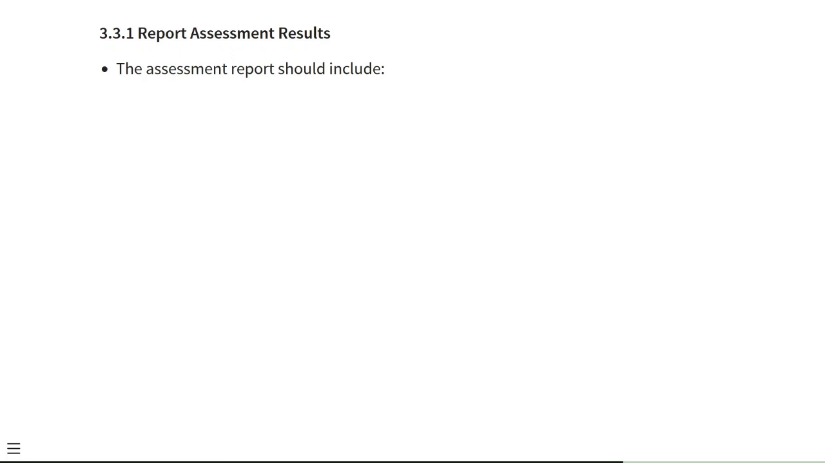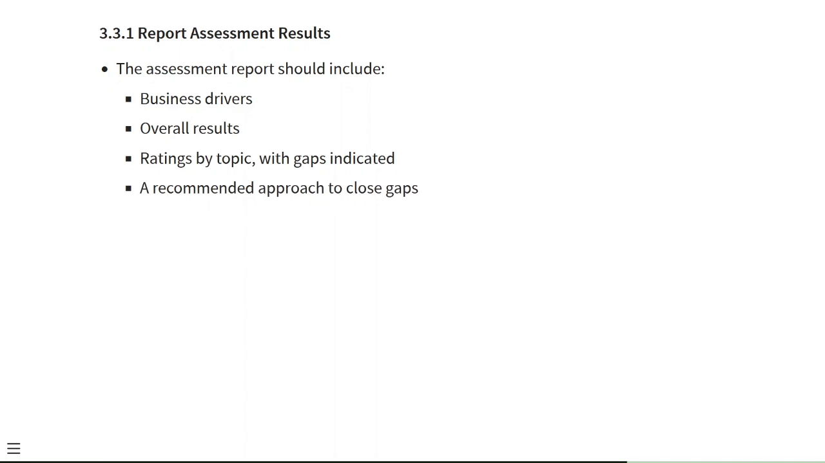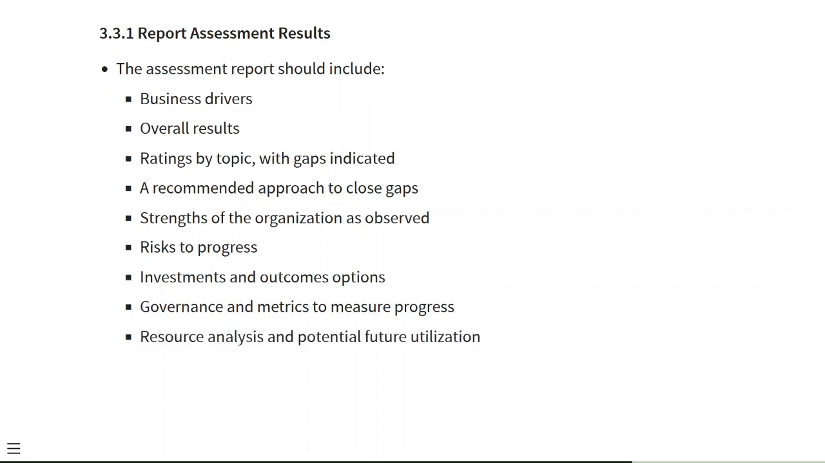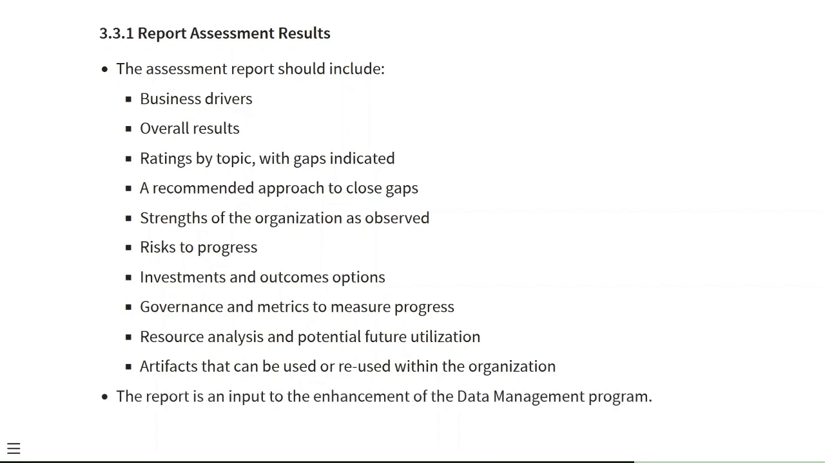The assessment report should include business drivers, the overall results, ratings by topic with gaps indicated, a recommended approach to close gaps, strengths of the organization as observed, risks to progress, investment and outcome options, governance and metrics to measure progress, resource analysis and potential future utilization, and artifacts that can be used or reused within the organization. The report is an input to the enhancement of the data management program.